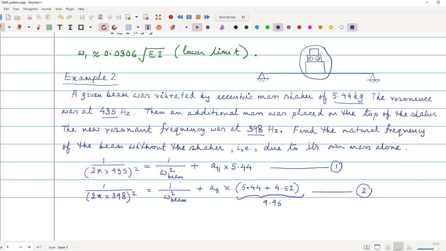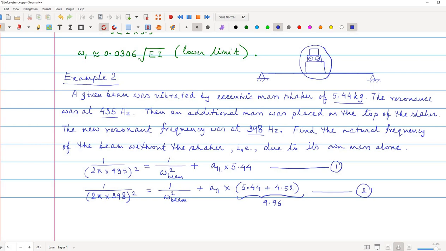This is 1 by omega beam. So in Dunkerley's method always remember the masses are to be placed one by one. So when you are using this, that means you have taken the mass of the beam alone, but you have not taken the mass of the shaker. And while you are doing this, you are not taking the mass of the beam, you are only taking the mass of the shaker. Only you are taking the stiffness of the beam. Here also you are taking the same stiffness of the beam. Here you are taking the mass of the beam and not of the shaker. Here you are taking the mass of the shaker and not of the beam.